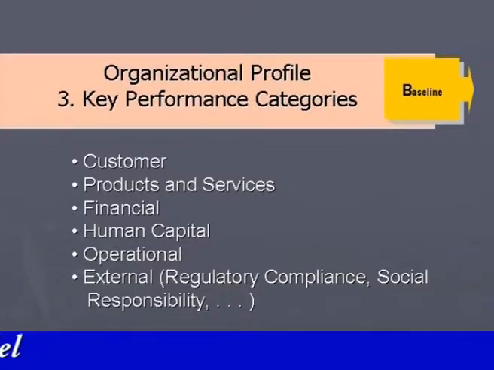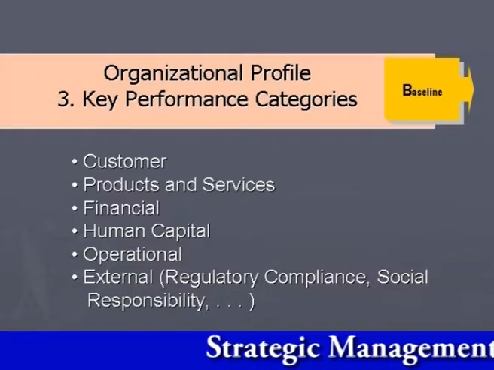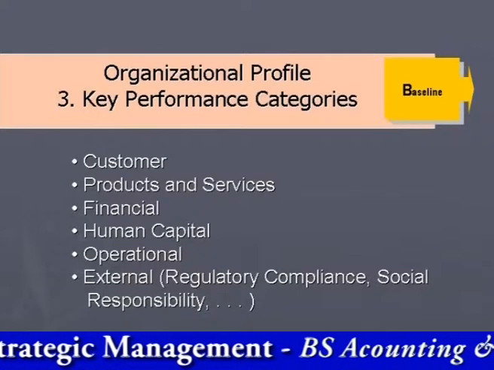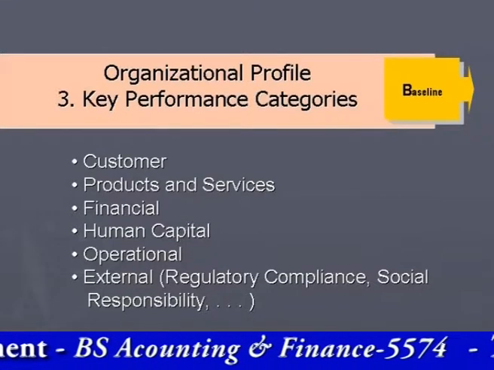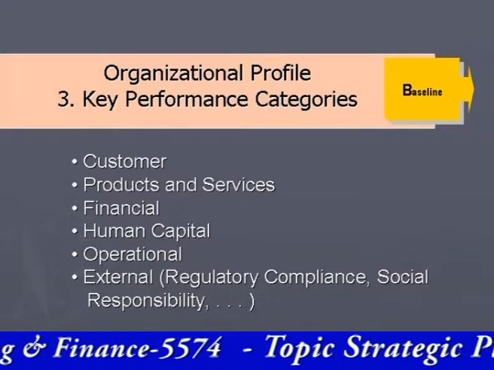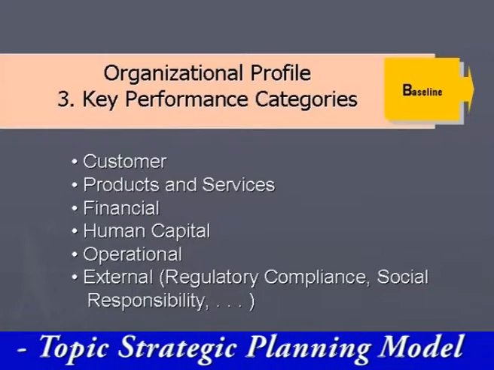Organizational profile, which is also a key performance category in our baseline. In that we have customers, products and services, financial, human capital, or in other words, human resource, operational, external, regulatory compliances, social responsibility. These are your external key categories or key performance categories to work out. Sir, why is this customer segment a key performance category for an organization?